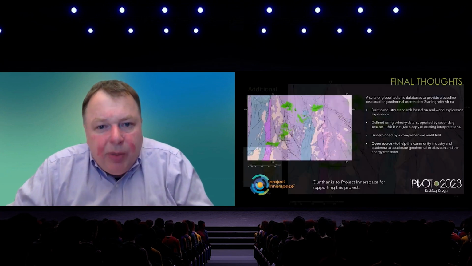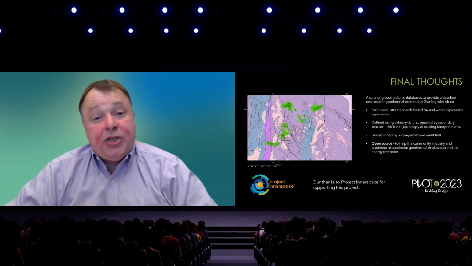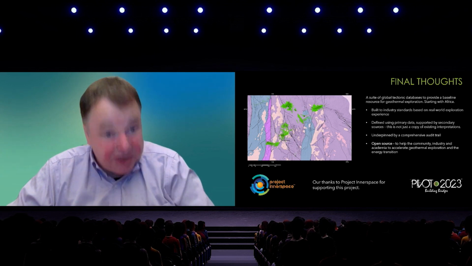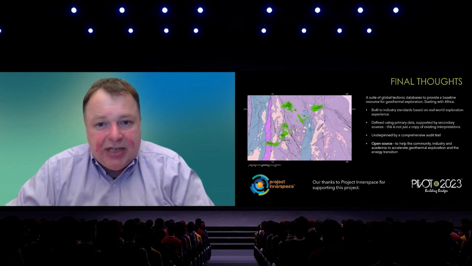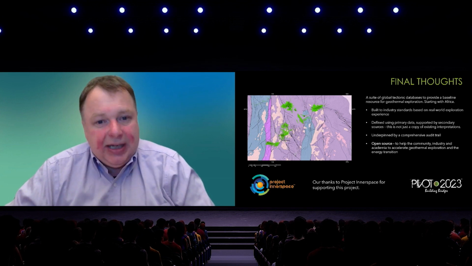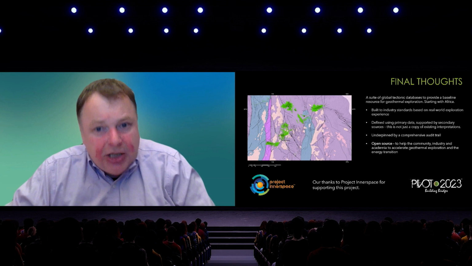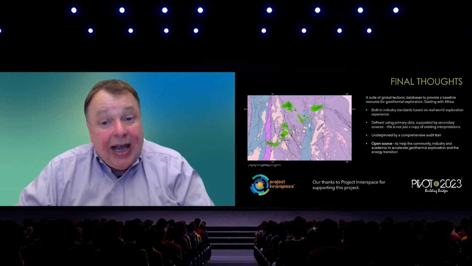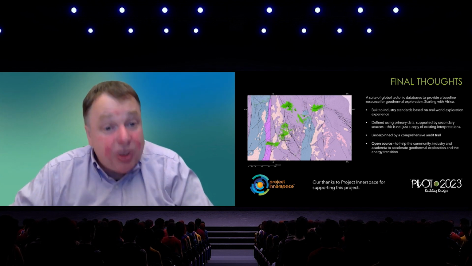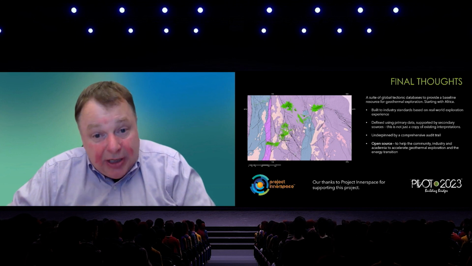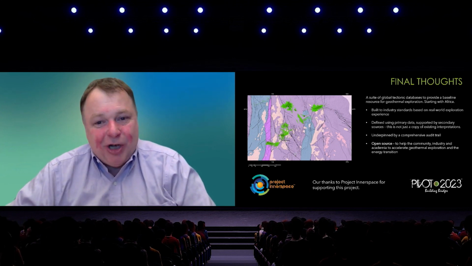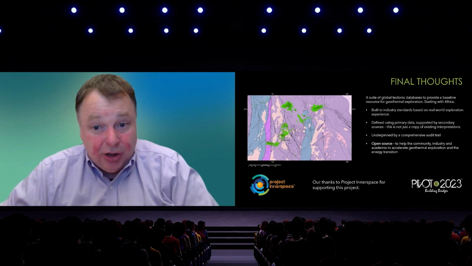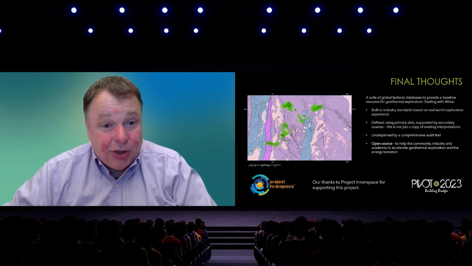And so what have we built here, or what are we building over the next year or so, is a suite of global tectonic databases to provide a baseline resource for geothermal exploration, starting with Africa. It is built to industry standards based on our experience in exploration over 30 years. It's defined on primary data, but supported by secondary sources, bringing in those other databases. And it's underpinned by a comprehensive audit trail, so we know where the data comes from. It's also, of course, open access, as Helen said in her introduction, which is key because it enables the community and industry and academia to accelerate geothermal exploration, and from that, the energy transition.